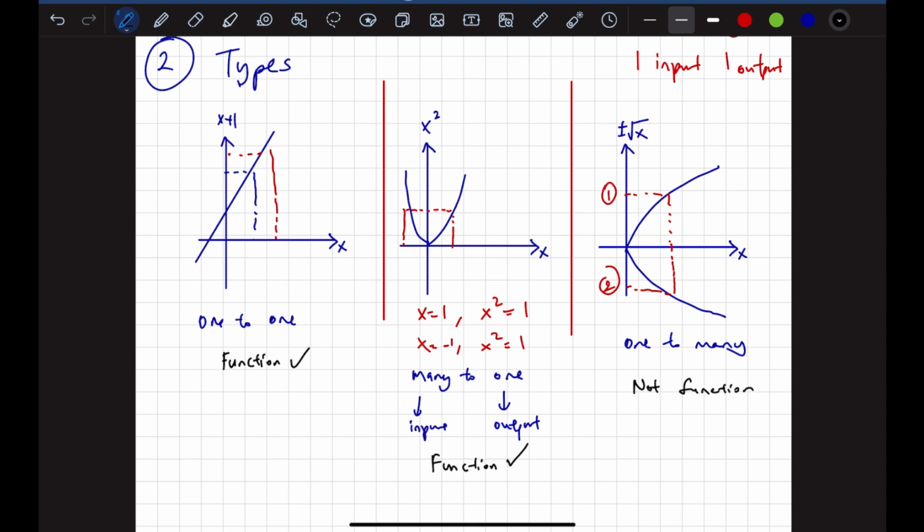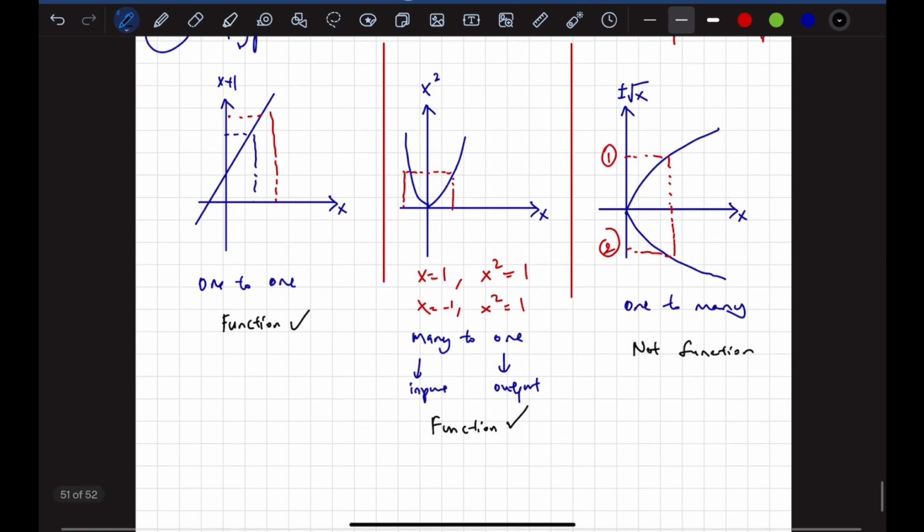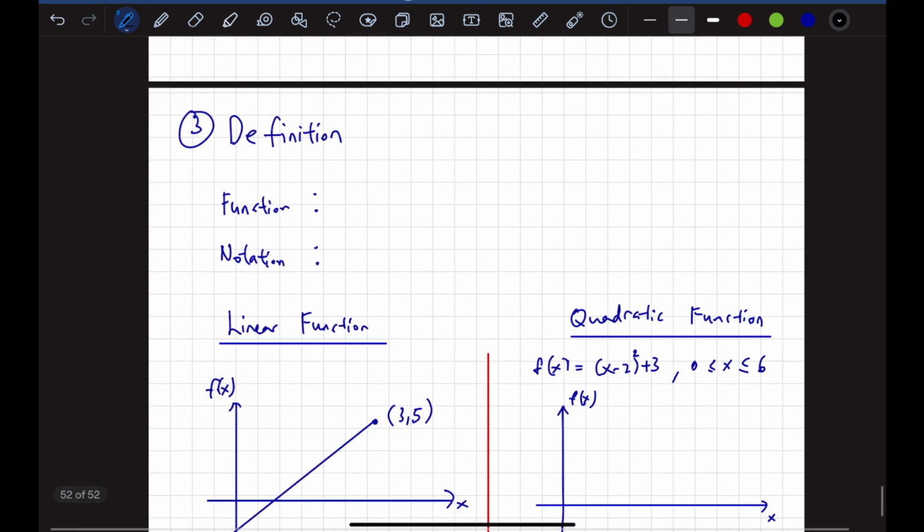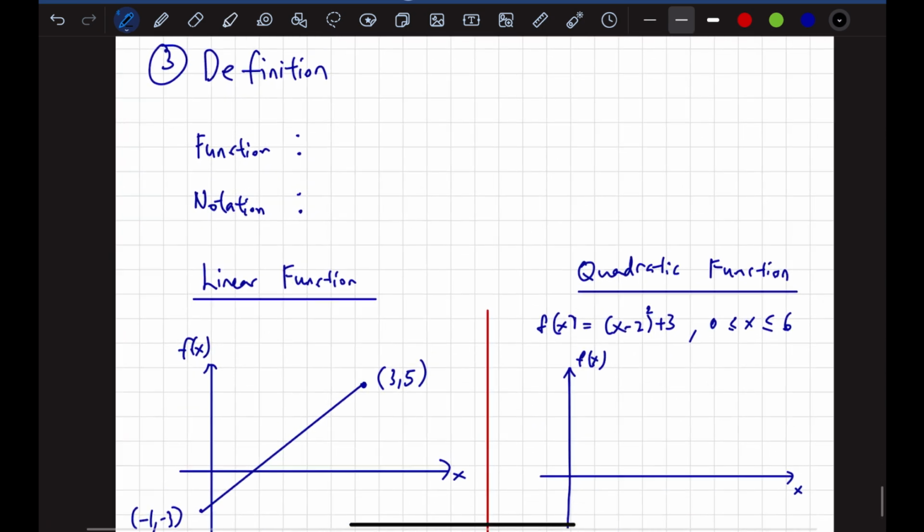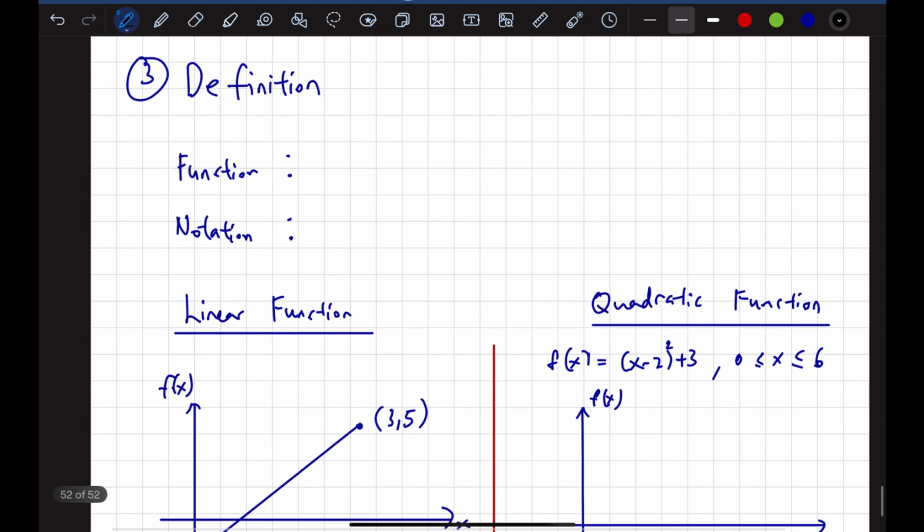So something may not be a function just because it's a graph. There is a specific definition of what a function is, which we will have to definitely go through. Okay? So which leads me to my next part. Then what is defined as a function? We must be very clear with the definition so that we know something is a function or something is not a function.